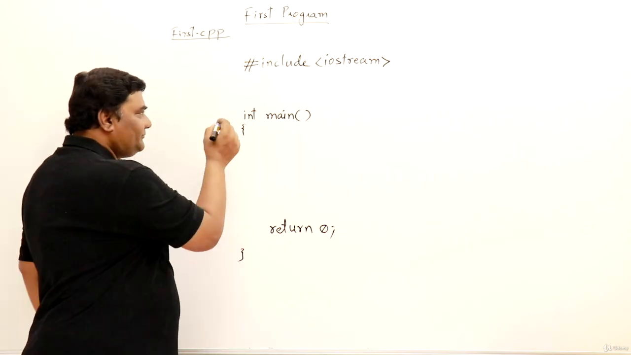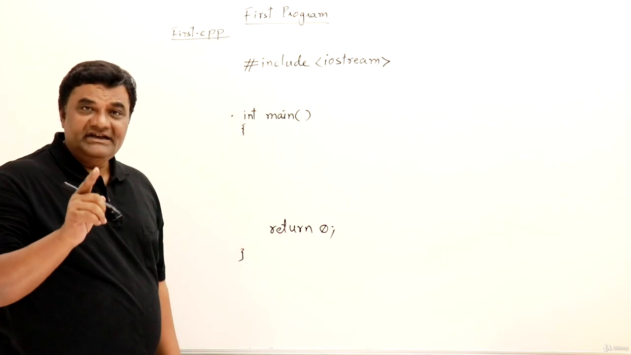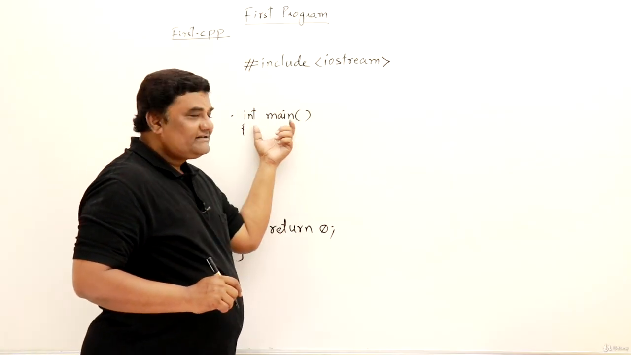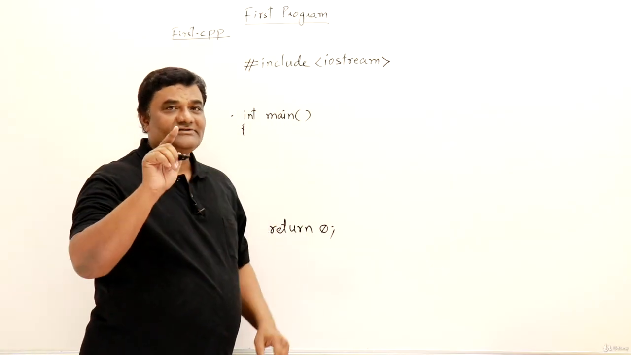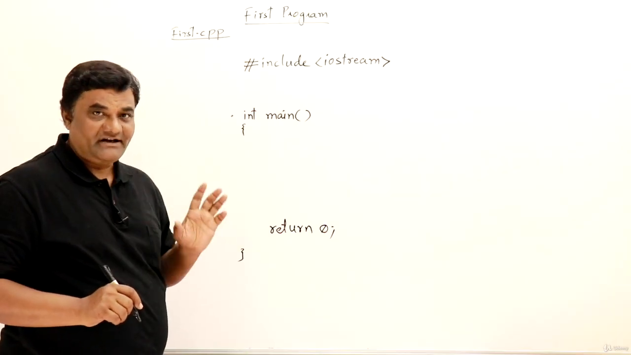I'll start from this point. See, this is the starting point of a C++ program. Main function. This is main, and the round brackets are there. So this is a function. This main function is the starting point of a C++ program.